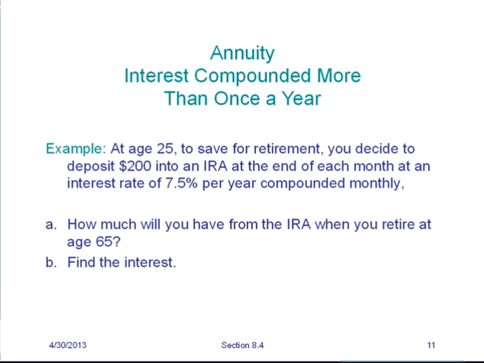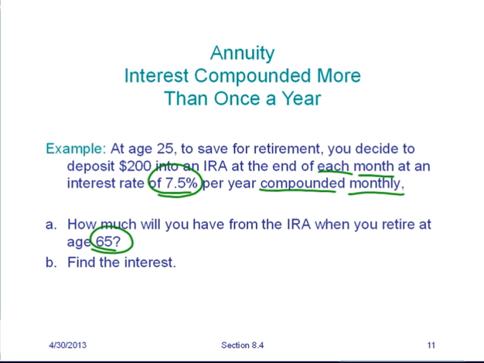At age 25, to save for retirement, you decide to deposit $200 into an IRA. IRA stands for Individual Retirement Account. So whenever somebody says IRA, it's a retirement account. At the end of each month, the interest rate is 7.5%, compounded monthly. Okay? How much will you have when you retire at age 65?